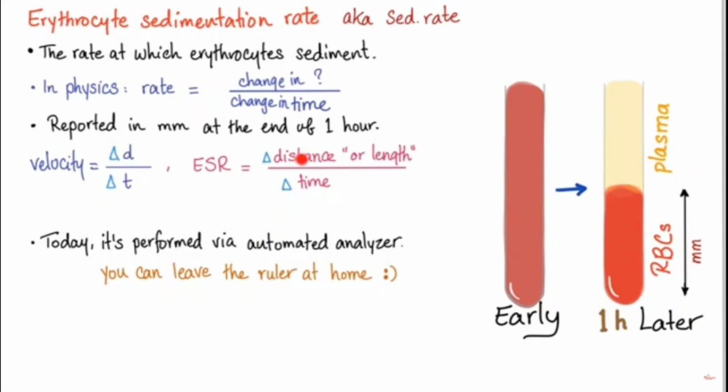And if with a ruler we measure the length or the distance of the settlement of the RBCs in 1 hour, that is known as the erythrocyte sedimentation rate. So for example, if the distance of the RBCs which settle at the bottom in 1 hour is 5 millimeter, then 5 millimeter in 1 hour is the erythrocyte sedimentation rate. And today the erythrocyte sedimentation rate is performed in labs by an automated analyzer, so you can leave the ruler at home.